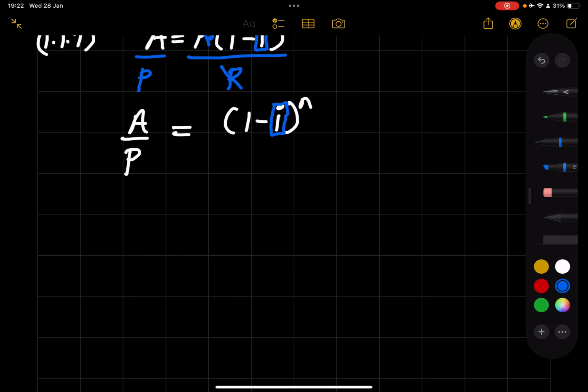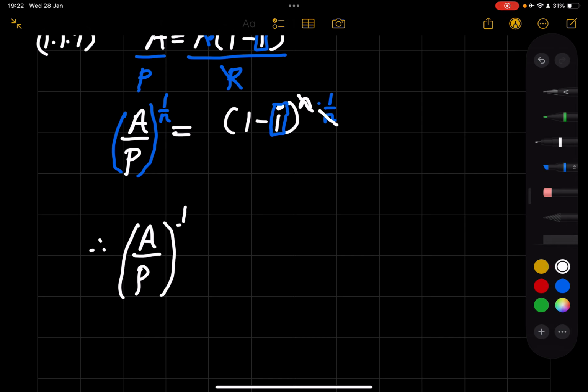multiply, because the n we can easily remove by multiplying both sides by 1 over n, by the reciprocal basically. So I'm also going to multiply this by the reciprocal. And then on the left, this will cancel that. Then I'm left with, therefore, A over P, all in brackets, to the power of 1 over n is equal to 1 minus I.